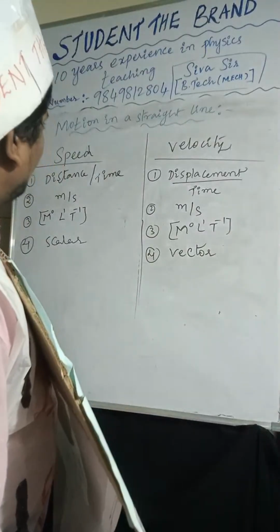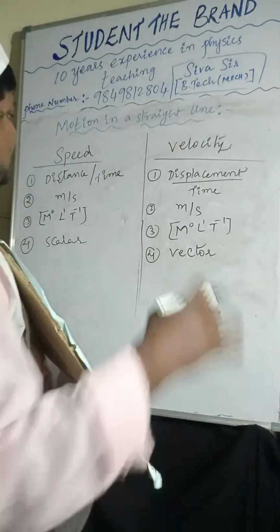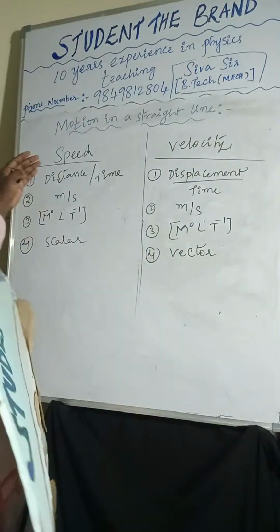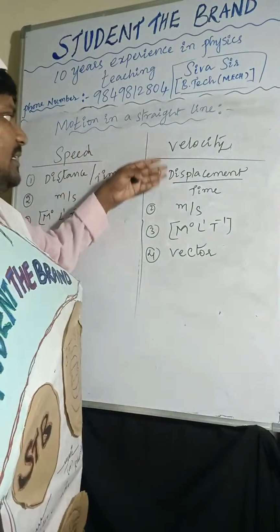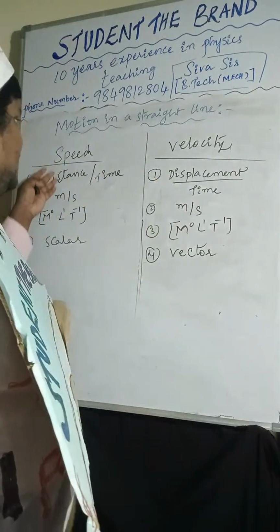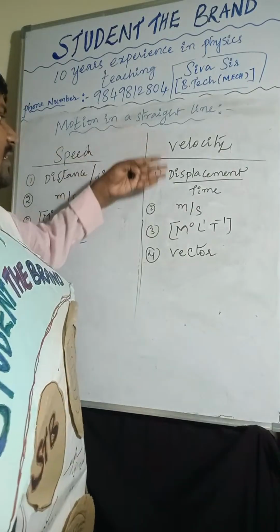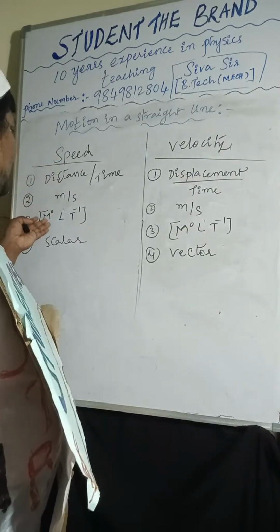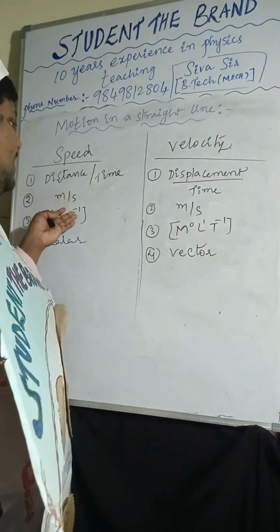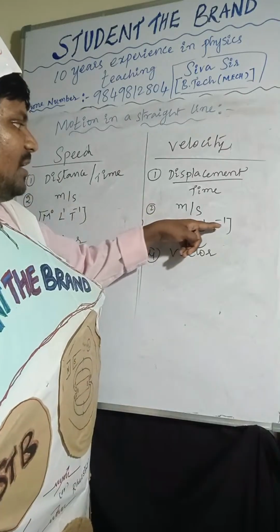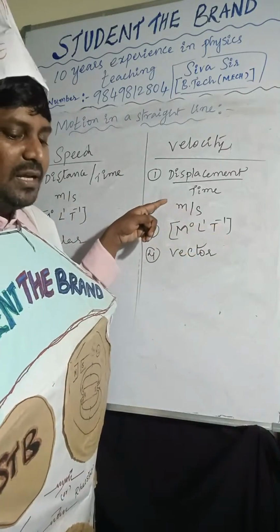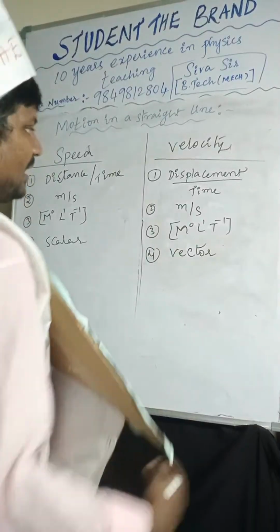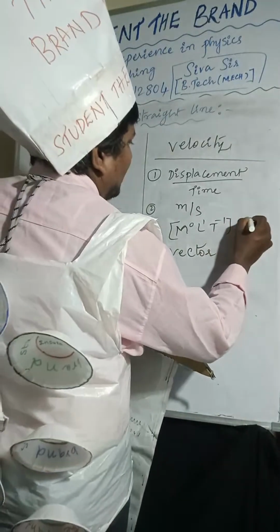Coming to speed and velocity, these points are very, very important. Speed is the distance by time taken. Velocity is displacement by time taken. The SI unit of speed is meter per second, and velocity is also meter per second. The dimension formula is M power 0, L power 1, T power minus 1, because there is no mass. Sometimes they will give questions like this also, not only this one.